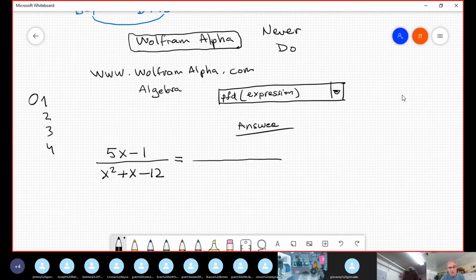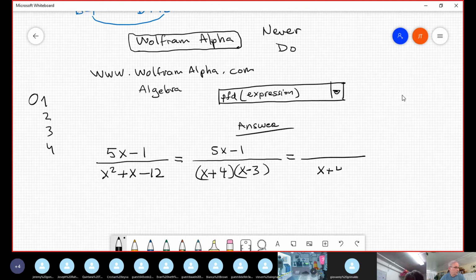The first thing is to factor the polynomial in the denominator. I suppose 4 and 3? 4 times 3 is 12, 4 minus 3 is 1, positive 4 and negative 3. So the partial fraction decomposition is A over x plus 4. I call this guy A. Plus B over x minus 3, I call this guy B.